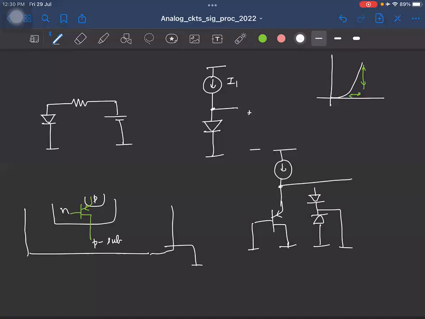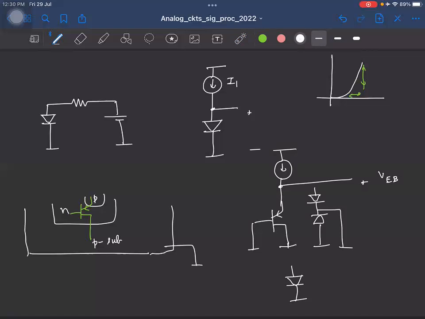And I'll call this voltage VEB to signify that it is between the emitter base junction. Okay. But for the rest of the class, I will just draw this as a diode like this. Okay. Just for simplicity, that's all. Is that okay?